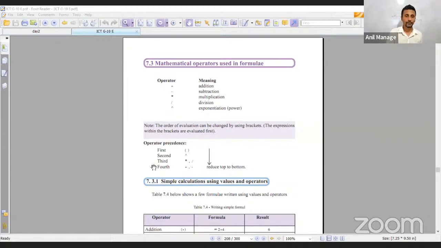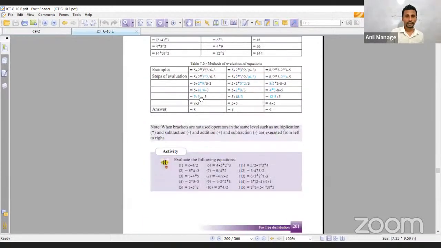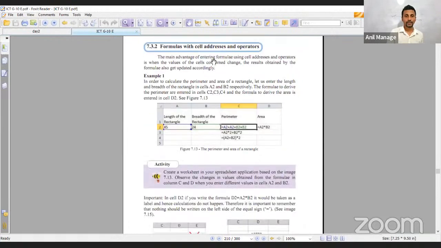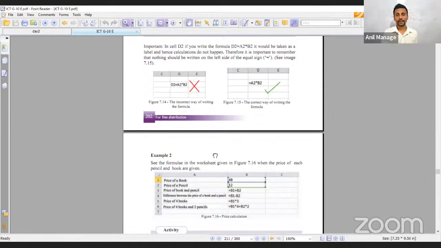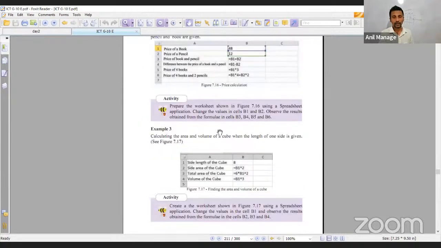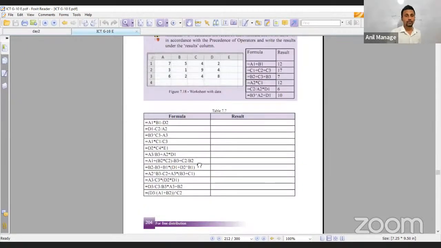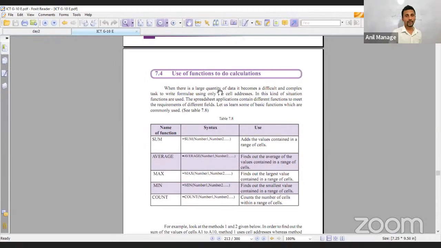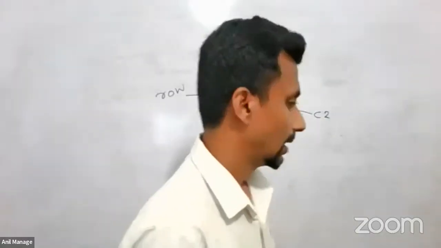Then you have something called, these things are some examples. When you're writing the cell or calculation, you definitely have to start with the equal mark. You have to start with the equal mark. And you have some formulas and functions.